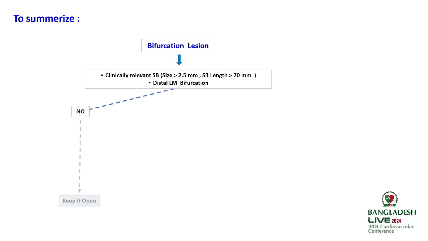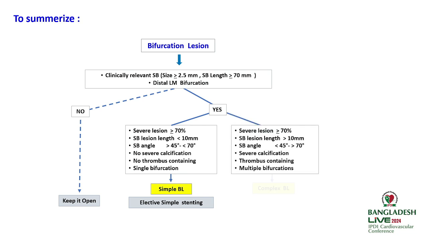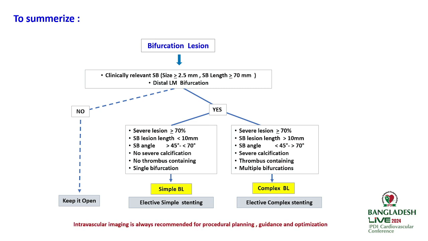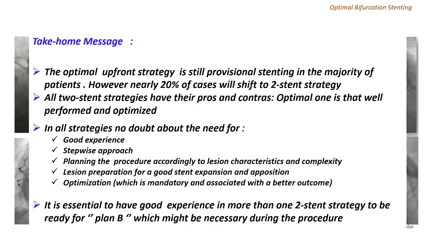If not relevant, then keep it open. If it is simple, according to what we have mentioned before, then elective simple stenting. If it is complex, then complex stenting. That means elective complex stenting from the beginning. So intravascular imaging is always recommended for procedural planning, guidance, and optimization. And the take-home message was that the optimal upfront strategy is still provisional stenting in the majority of patients.